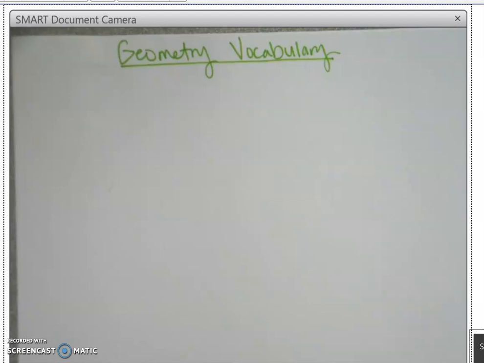Hey guys, today we are going to be talking about geometry vocabulary. Go ahead and get some paper out. We have a lot to write down. Make sure you're writing down everything that I write down.